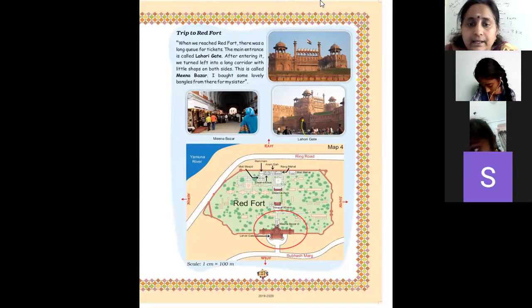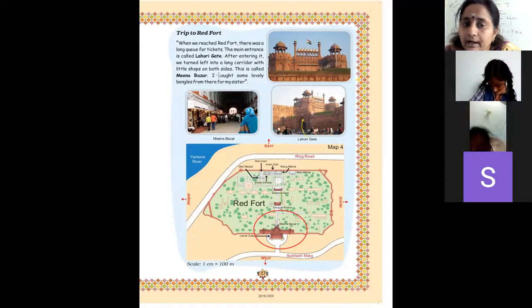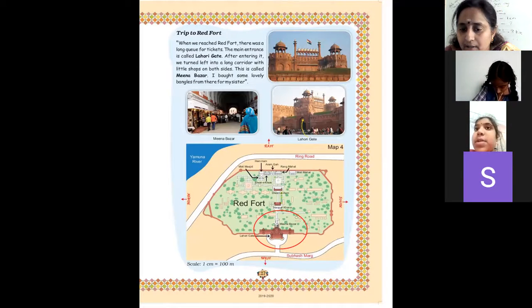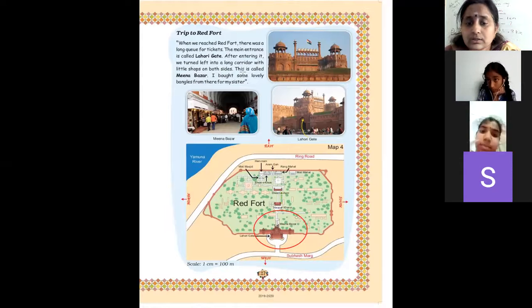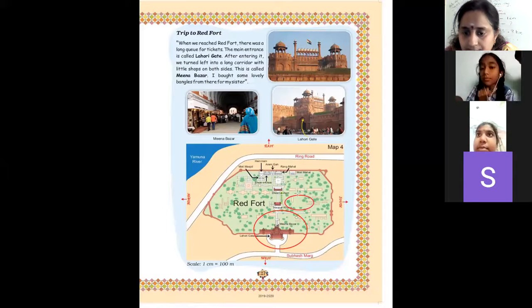After entering, we turned left into a long corridor with little shops on both sides. After entering, what did they do? They turned left. This is called Meena Bazaar. Where is Meena Bazaar? Here you can see Meena Bazaar.